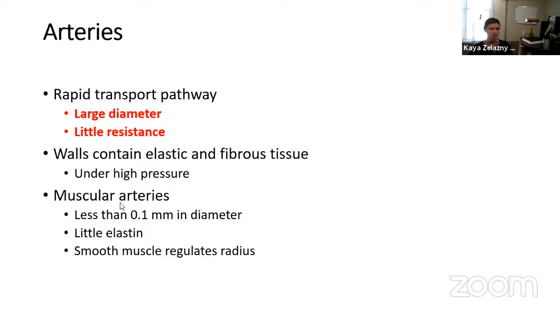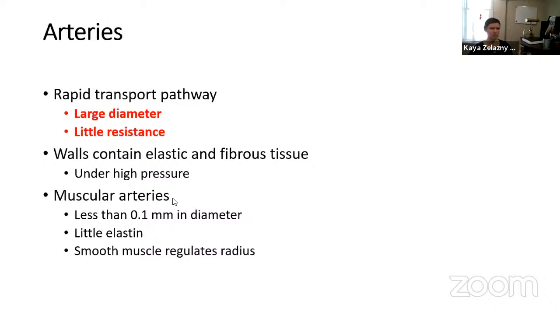It's a muscular artery. So our muscular arteries are smaller than most of our arteries. You can still maybe see them, but as you can see, they're quite small, less than 0.1 millimeters in diameter. So really depends how close you're looking and how good your eyes are. They don't have very much elastin. What they really do have is a bunch of smooth muscle regulating the radius.